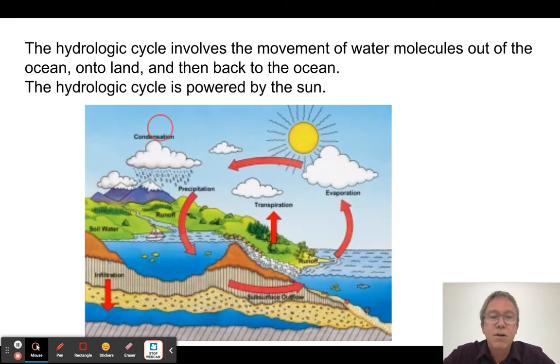So the hydrologic cycle involves the movement of water primarily out of the ocean, where 97% of it is, and then up and onto land, where it provides fresh water for living organisms. And then it flows back into the ocean. So it's a cycle. And this cycle is powered entirely by energy from the sun. The sun is what makes water evaporate. It's what makes convection currents that make winds that can carry that water, wet, moist air over the land, where it can then return that water to the ground.